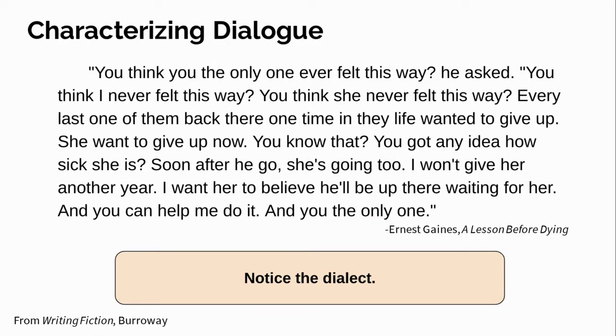Here is another piece of dialogue that helps color the character. It's from Ernest Gaines' A Lesson Before Dying. Notice the dialect and how that affects what we think of in our heads of this person saying these things.